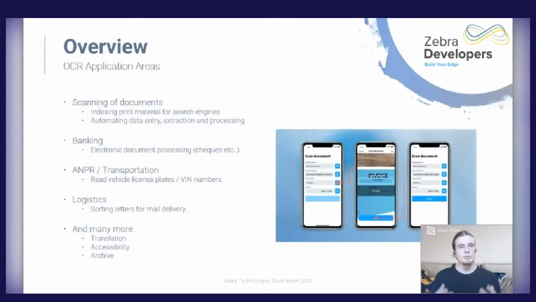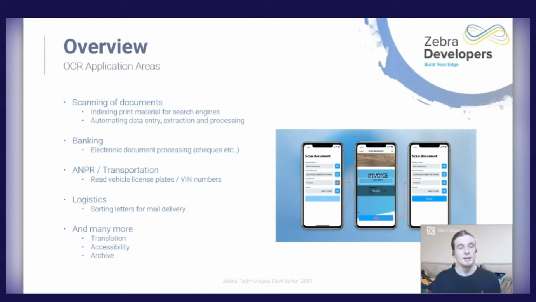So in terms of some application areas then, I've just listed some of the very common ones. This list is by no means exhaustive. So the most obvious use case for OCR is just the scanning of documents. So indexing print material for search engines, for example, or just automating data entry, extraction, and processing.